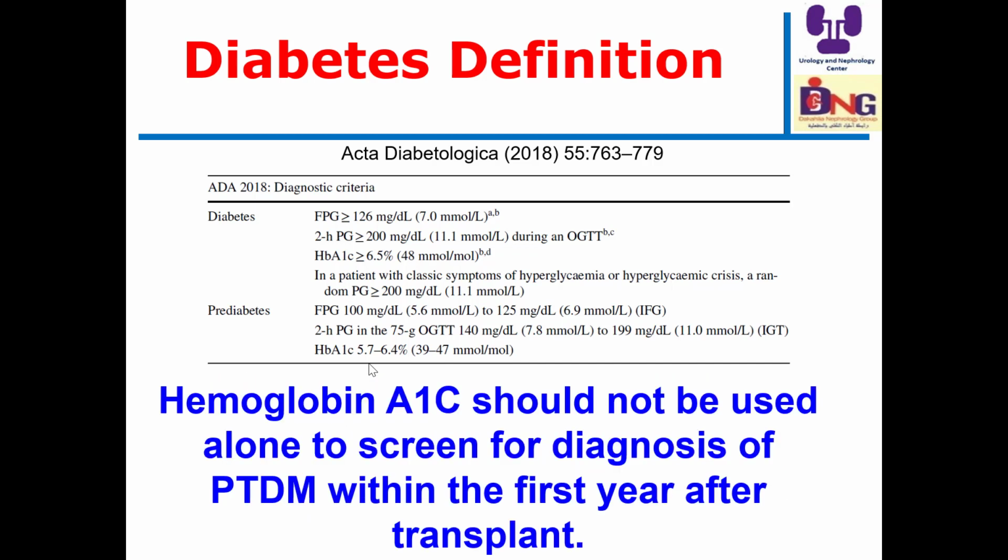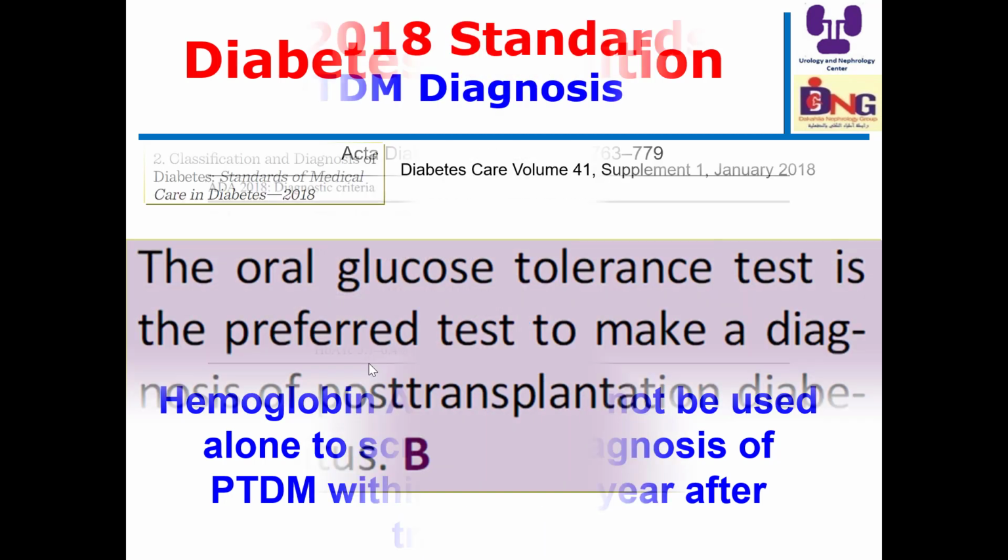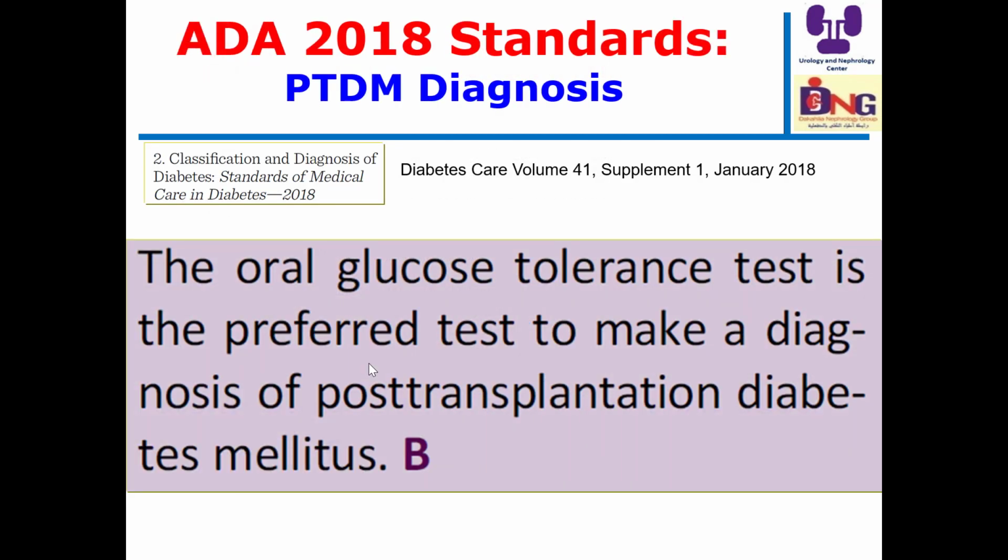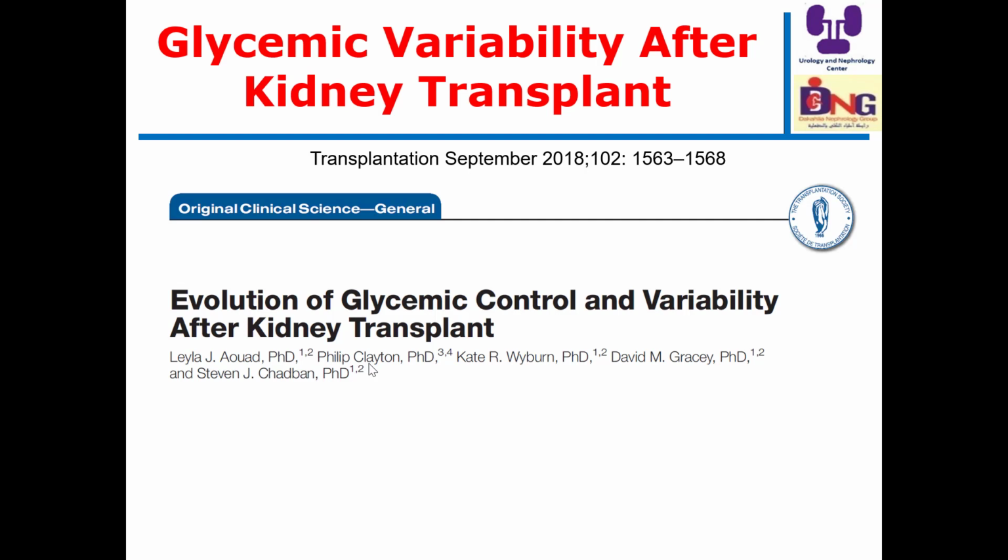However, A1C shouldn't be used alone to screen for diagnosis of post-transplant diabetes within the first year, because it will underestimate the condition. And I personally recommend against its use altogether within the first 3 months because of the variability of hemoglobin. And this is regarding the recommendations. Oral glucose tolerance test is the preferred test to make a diagnosis of post-transplant diabetes mellitus according to the American Diabetes Association guidelines. Regarding variability, I hate variability in any parameters in medicine.